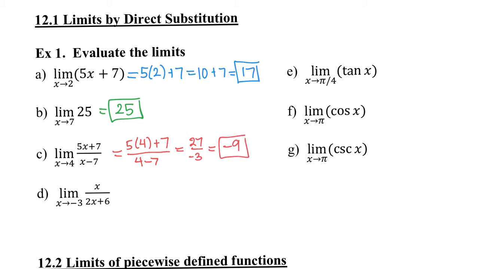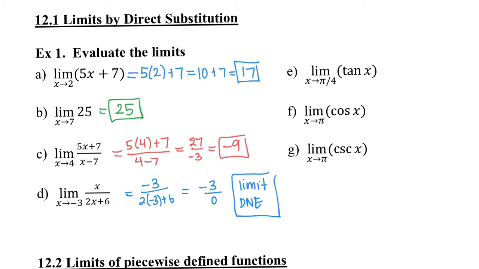Let me go ahead and try the next one. The limit as x approaches negative 3 of x over 2x plus 6. Negative 3 over 2 times negative 3 plus 6. So that's negative 3 divided by negative 6 plus 6 is 0, which is going to be undefined. So we're going to say the limit does not exist. In the future, we will find a better way to describe that, but the fact that it doesn't exist is enough for now.